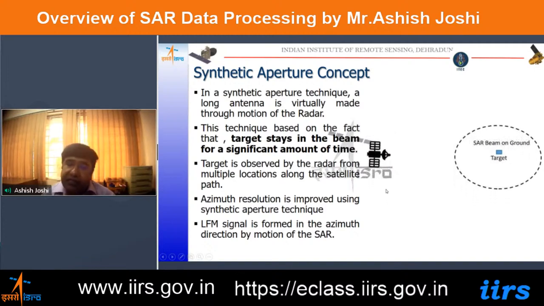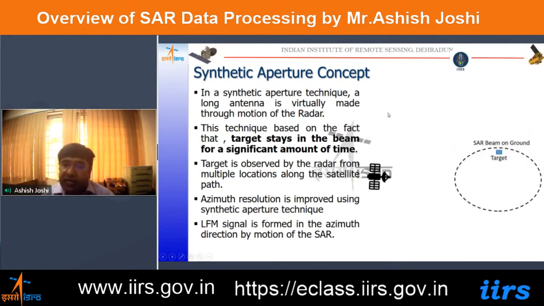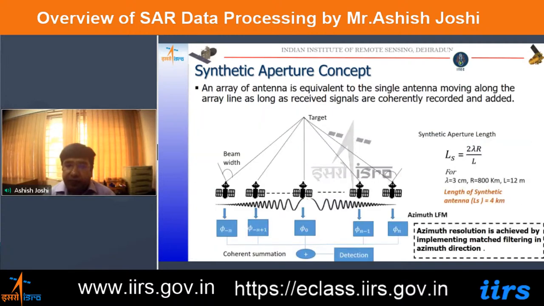Okay, and this motion of the SAR will form a virtual antenna, which is called the synthetic array. So with the motion of the radar, it is like the target is seen by multiple radar systems, so it forms a longer antenna. This multiple location is called the synthetic aperture, and the synthetic aperture length is given by the formula 2 lambda R by L.